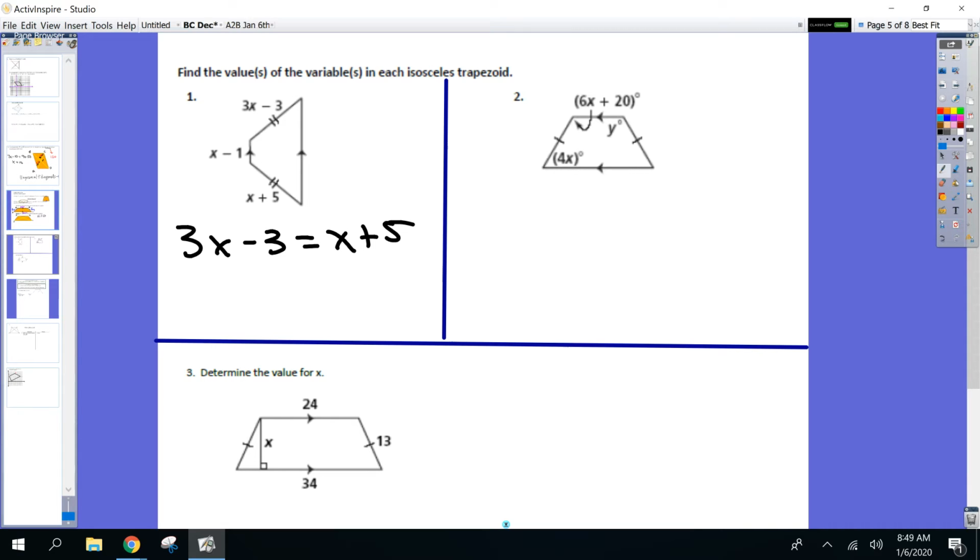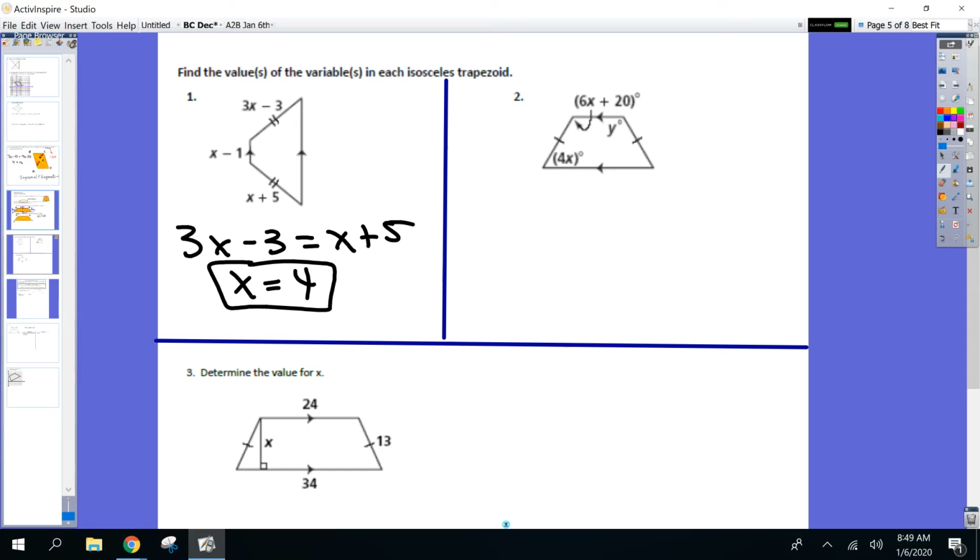Okay. X equals, go ahead, Dylan. X equals 4. Yep. 90. Okay. We'll see. Next one.